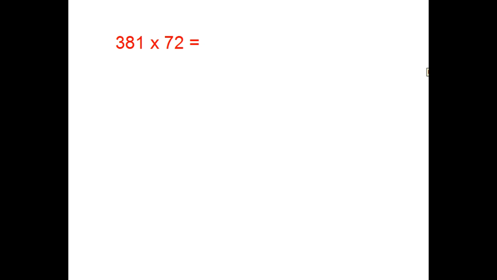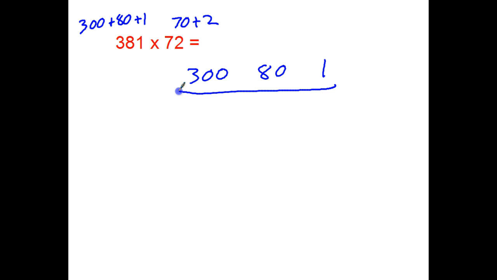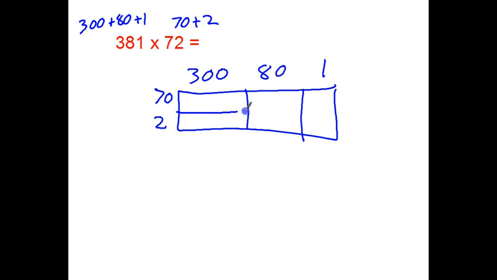What happens if my numbers get a little bit bigger? I have a 3-digit times 2-digit. That just means when I break this one apart, it's going to be 300 plus 80 plus 1, and this one's going to be 70 plus 2. So if I'm going across the top and I've got 300 plus 80 plus 1, that means my boxes really have 3's coming down. I got a 70 and a 2 here. So this time I'm going to end up with 6 areas I need to add together.